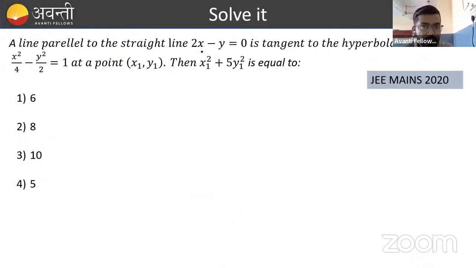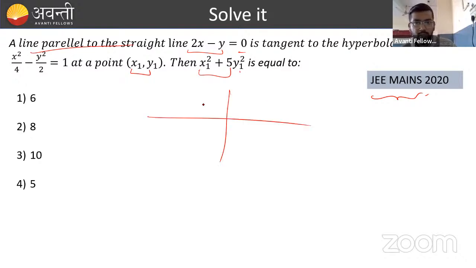Now let's solve this question. A line parallel to the straight line 2x minus y equals to 0 is tangent to the hyperbola at point x1 comma y1. Then x1 square plus 5y1 square is equals to. This question was asked in JEE Mains. How will we solve this? First of all, let's draw the hyperbola to understand. This is the hyperbola. This is the line y equals to 2x. It comes out to be something like this. This will pass through the hyperbola.